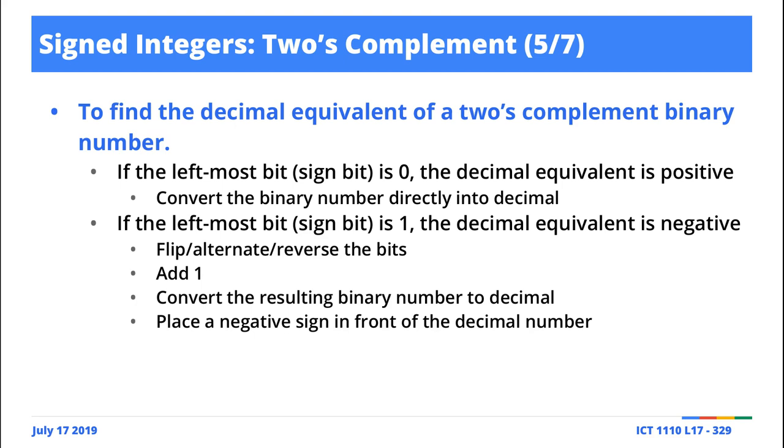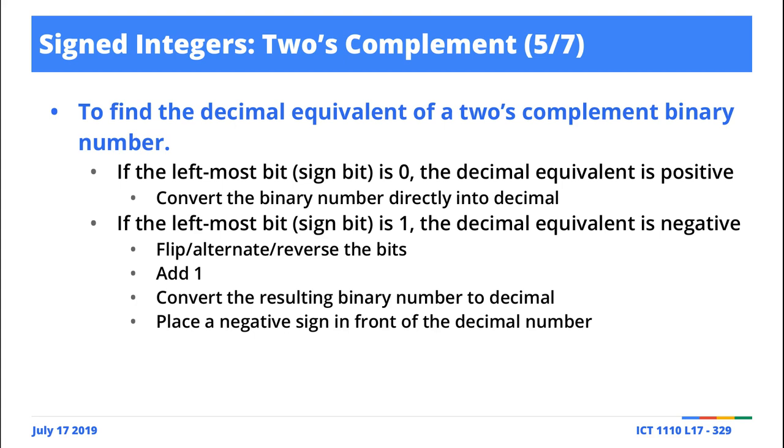And then you add a one. One and one? Or one. One and zero. One and nothing. Zero and nothing. And then you convert this resulting number into decimal. What's the answer here? Sorry? And then finally you put a negative sign.